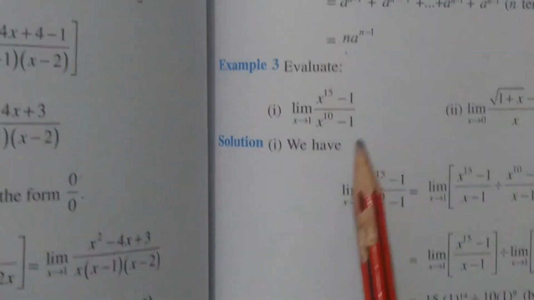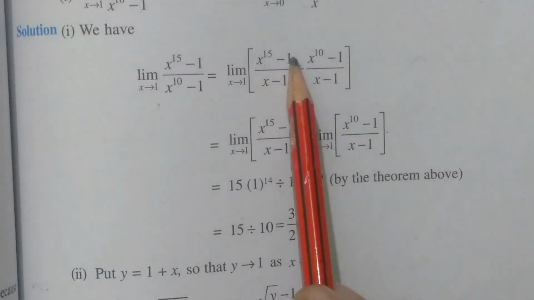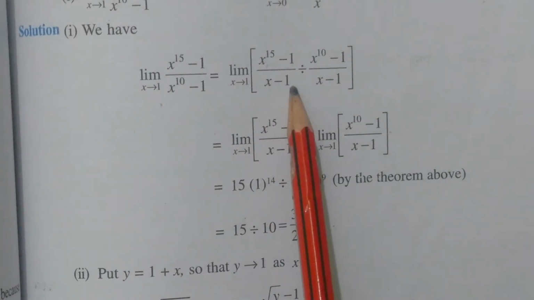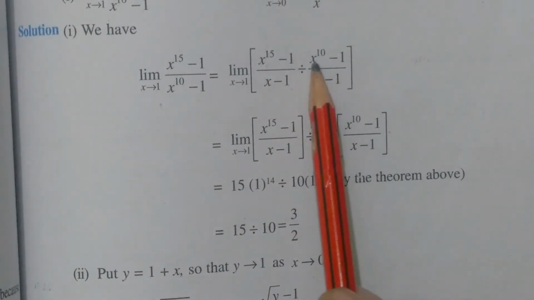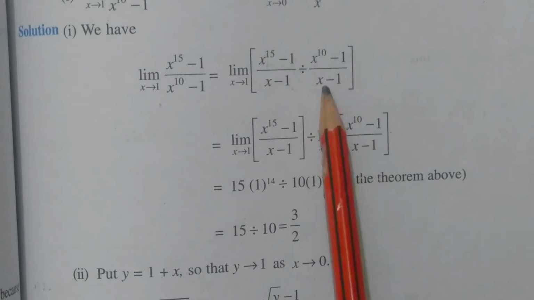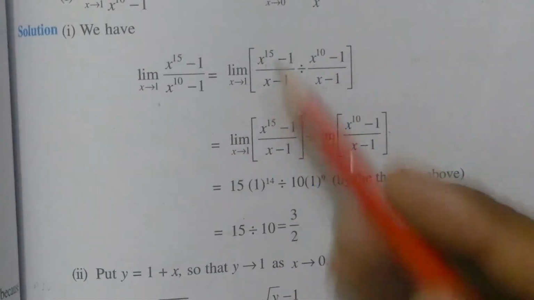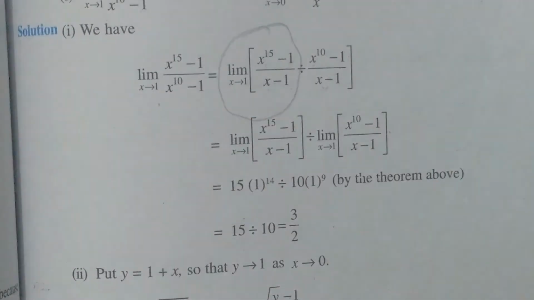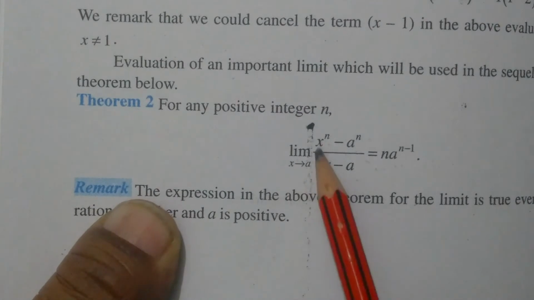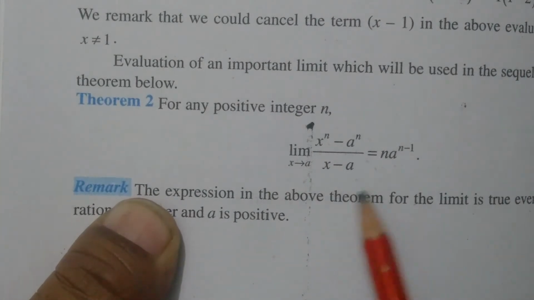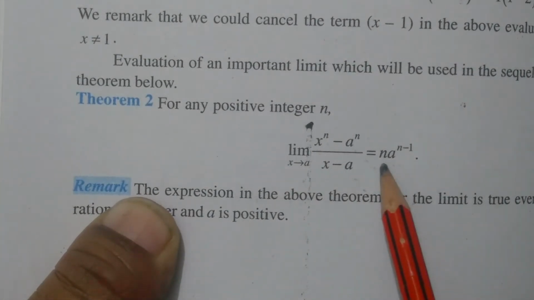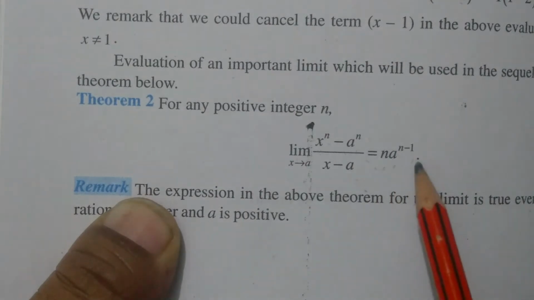So how to solve this question? This is the way: (x raised to power 15 minus 1) divided by (x minus 1), divided by (x raised to power 10 minus 1) upon (x minus 1). Okay, this is cancelled. So this is just like the formula we have discussed. What was the formula here? (x raised to power n minus a raised to power n) upon (x minus a). So the formula says n into a raised to power n minus 1.